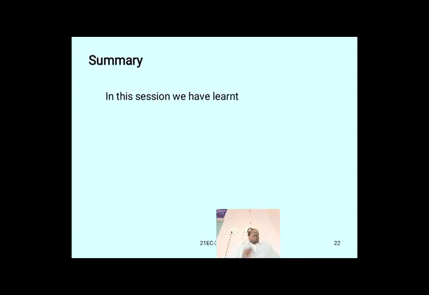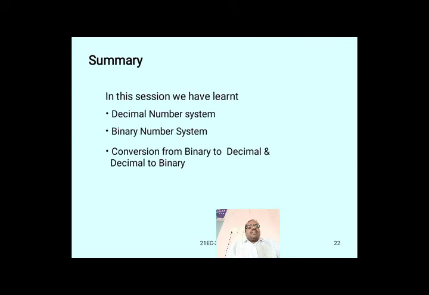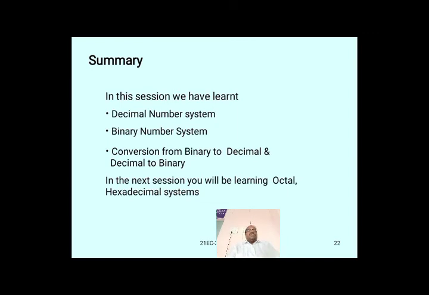Okay, this is the class today we have learned. In this session we have learned the decimal number system, the binary number system, conversion of binary to decimal, and decimal to binary. In the next session you will be learning octal and hexadecimal number systems.